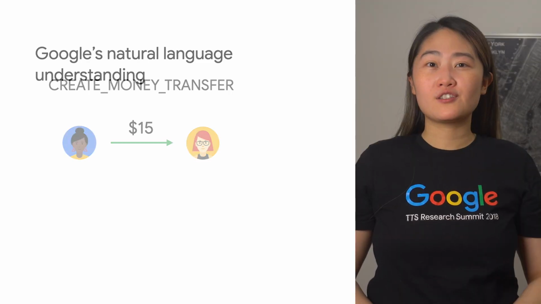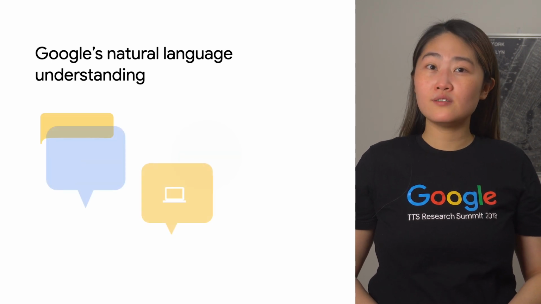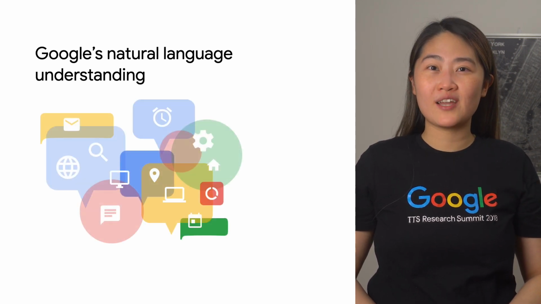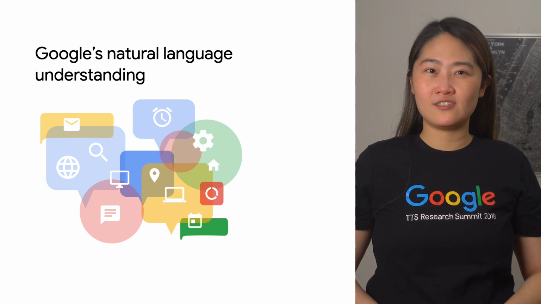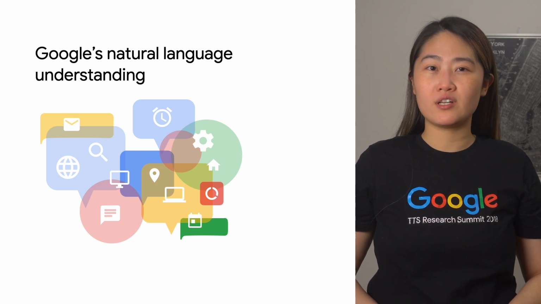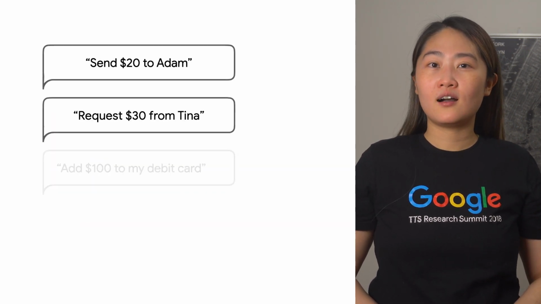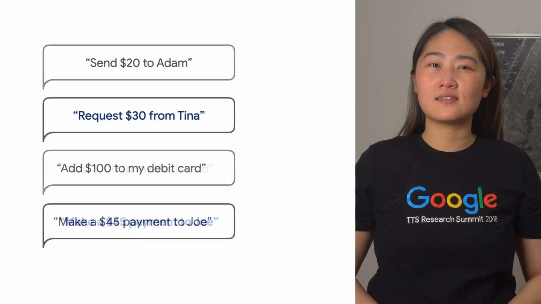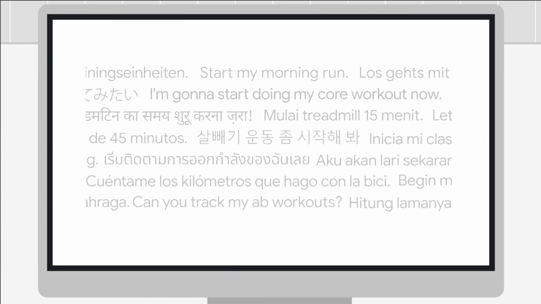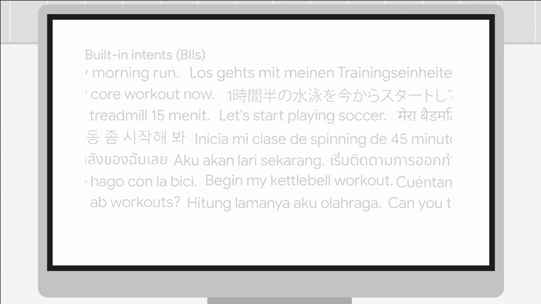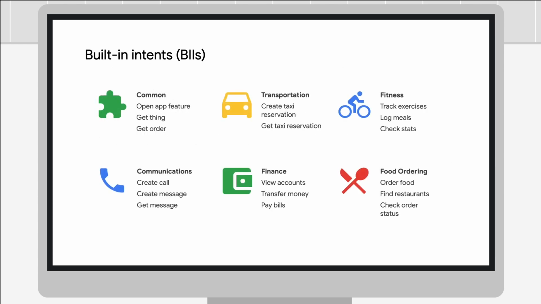to your friends. Because the language model of BIIs is built and maintained by Google's natural language understanding, as a developer, you don't have to provide all the variations on the phrasing that can be used to trigger the BII. Here are a couple other ways that Assistant can understand how to make a money transfer. BIIs also support internationalization for different languages. There are currently over 60 BIIs in several categories, such as transportation, fitness, communications, finance, and food ordering.